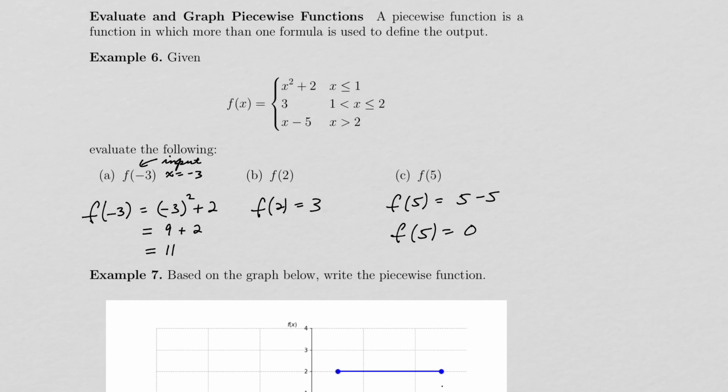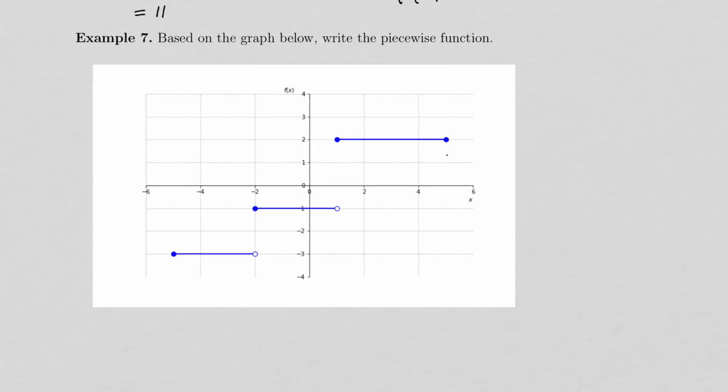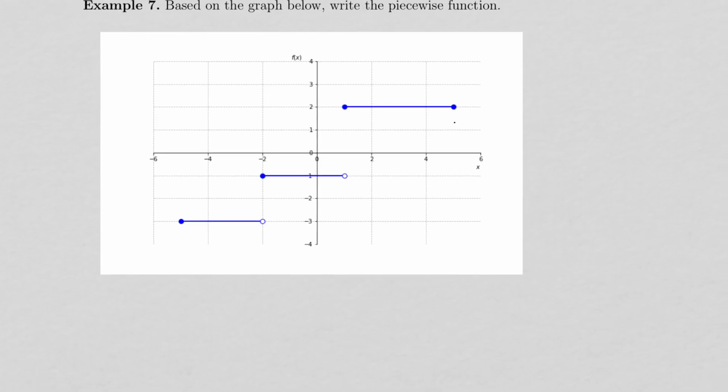Now graphically, let's see if we can do this. Based on this graph, let's see if we can write the piecewise function. It's going to have the form f of x is equal to, and the output depends on the piece that we're dealing with. Notice the outputs are all going to be constants, depending on the piece. This is a flat line here, so there are just constant outputs, but it depends on the piece.